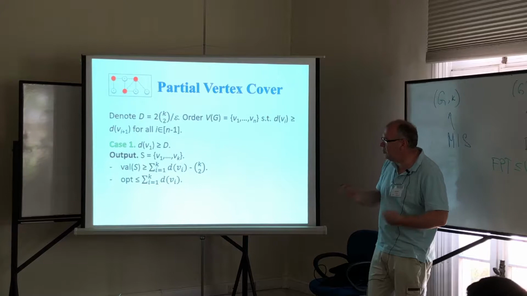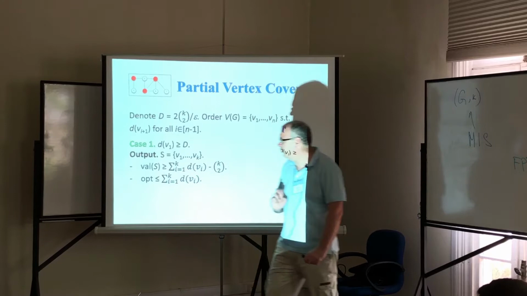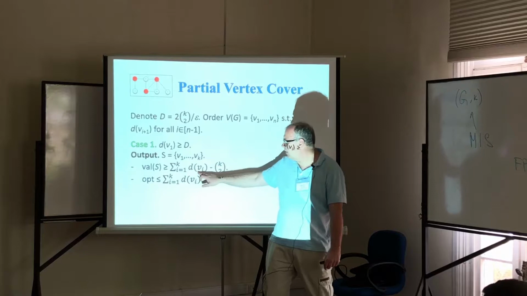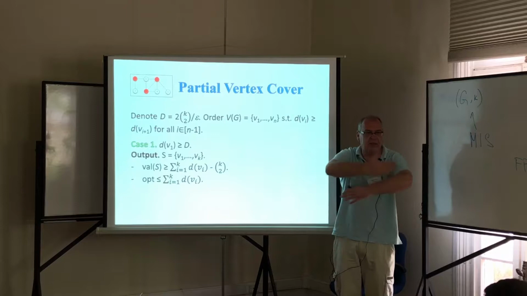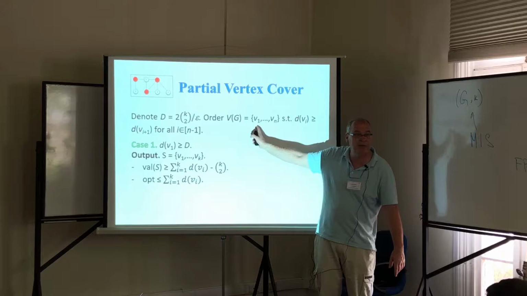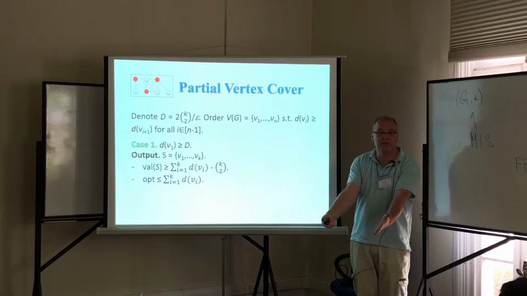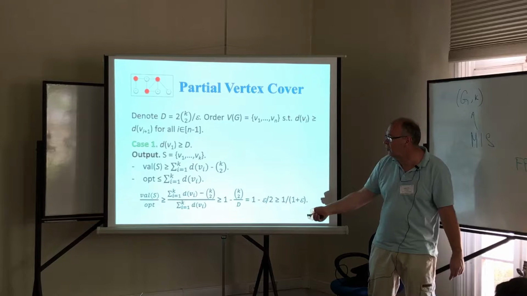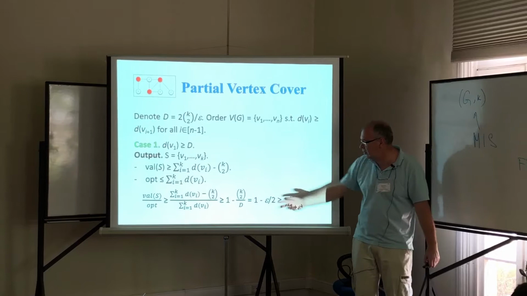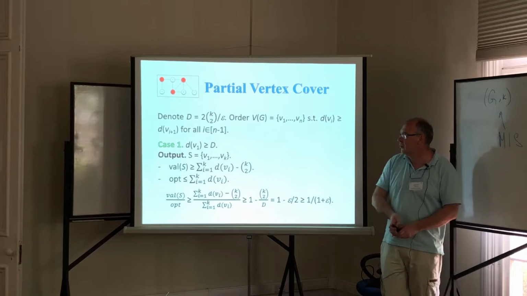Why? I need to do some calculus here. So what are my estimations? If I have this set S of vertices, how many edges do they cover? Every vertex covers this amount of edges, but then I counted some edges twice, so this is what I'm taking care of. On the other hand, because these are the vertices of the maximum degree, the maximum number of edges k vertices can cover is always at least the sum of these degrees. So when I output the first k vertices, I have a good approximation. If I take the ratio of the value which these vertices provide, divided by optimum, I will get at the end that this value is at least 1 over 1 plus epsilon. So if this degree is at least D, I have an approximation.